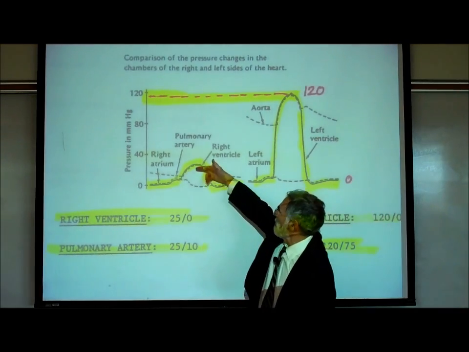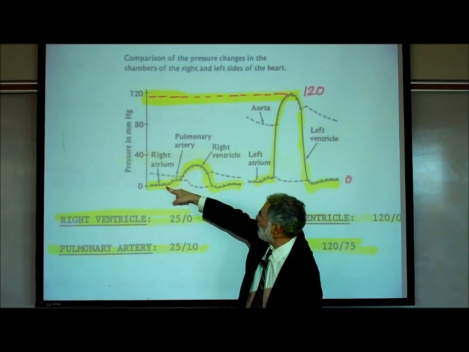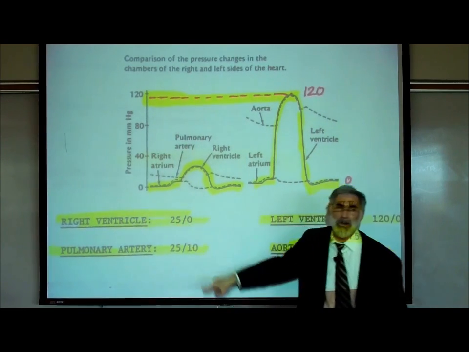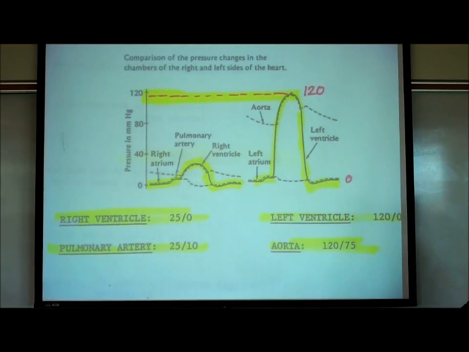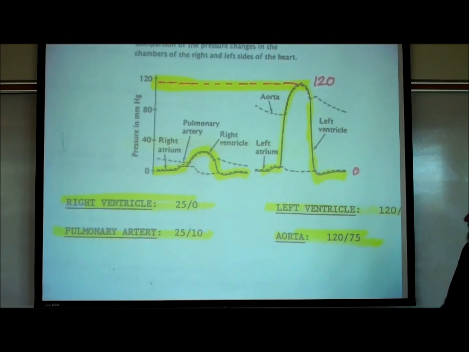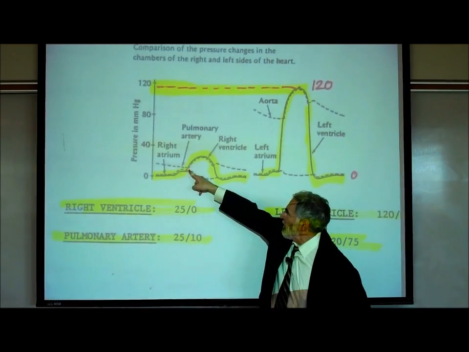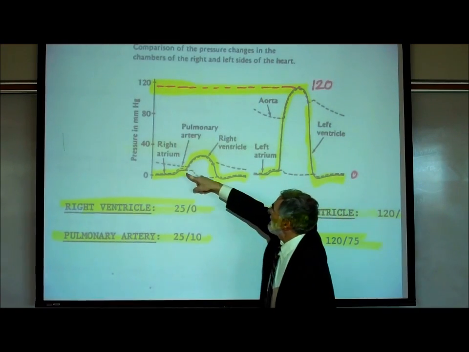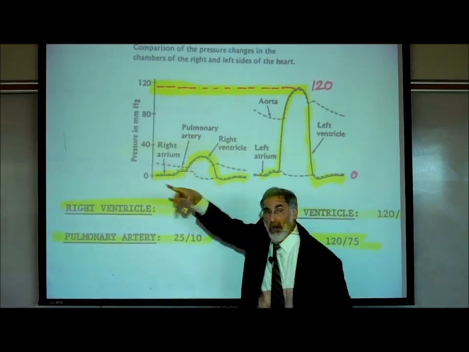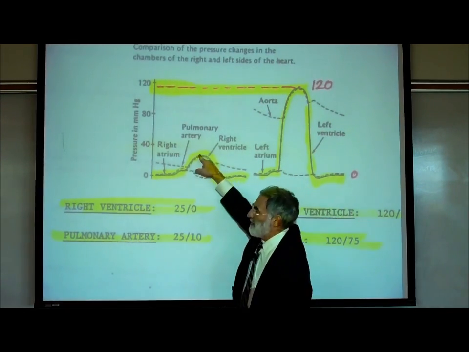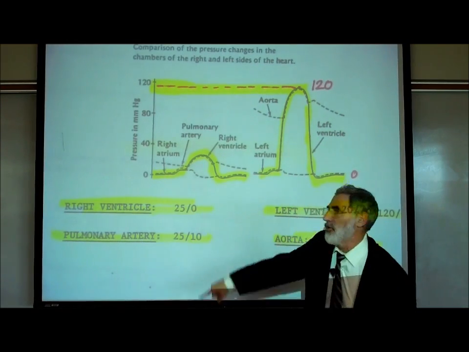So what is the normal blood pressure in the right ventricle? It goes from a low of 0 to a high of about 25 over 0. We had mentioned this the other day when we talked about putting a catheter into the right atrium, right ventricle, and pulmonary artery. The dashed line shows the blood pressure in the pulmonary artery. The right ventricle ejects the blood out of the pulmonary artery. When the pulmonary valve is open, just like when the aortic valve is open, whatever the blood pressure is in the right ventricle, that's what the blood pressure will be in the pulmonary artery.